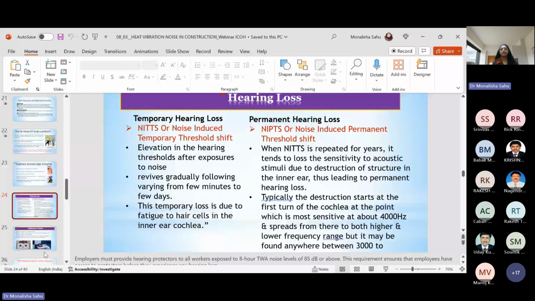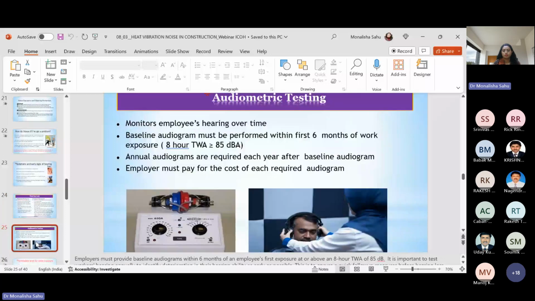It is an elevation in hearing threshold after exposure to noise, but it revives gradually. But after a certain level, it becomes NIPTS, or noise-induced permanent threshold shift, and then noise-induced hearing loss, NIHL, in which the hair cells are completely damaged and are not able to regain their strength. The characteristic of this kind of hearing loss at audiometry is that sensitivity is lost at 4000 hertz, and then it may extend to higher and lower zones also.